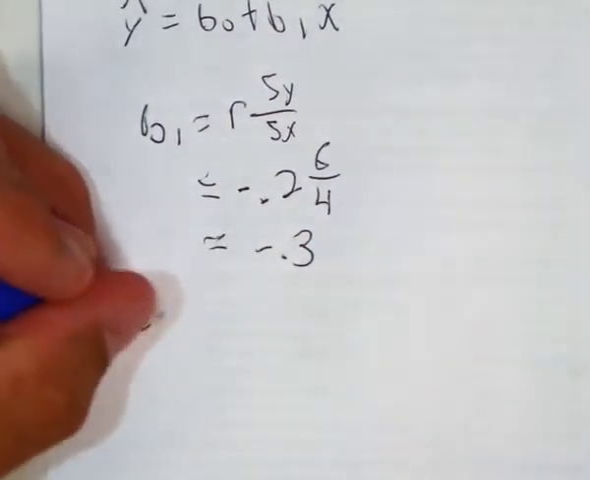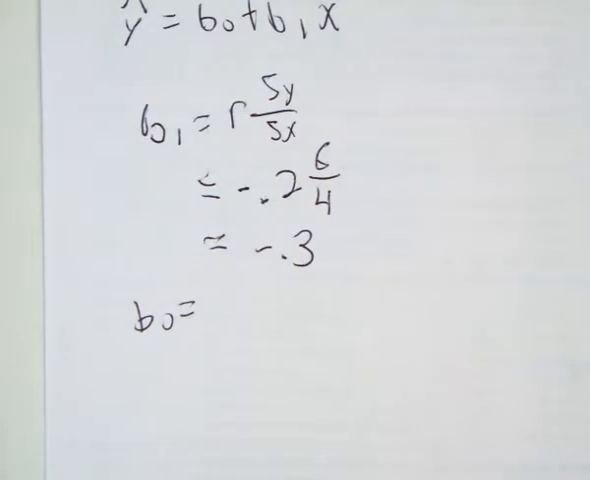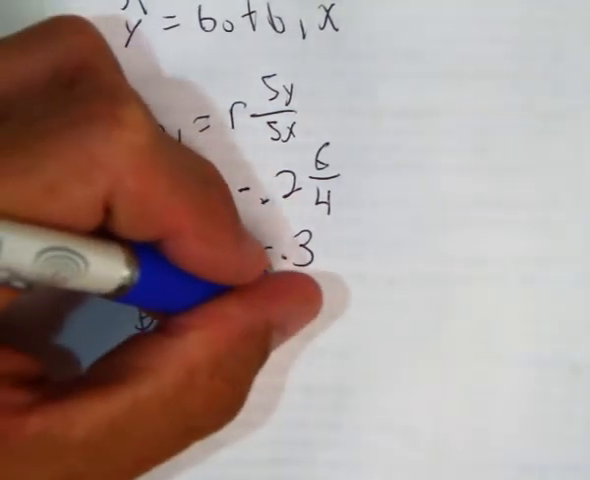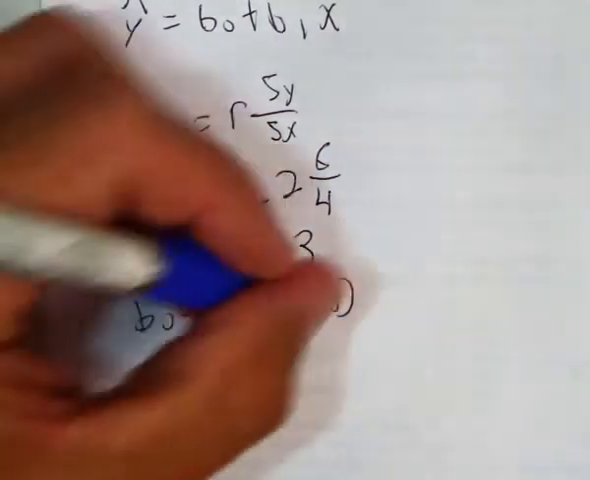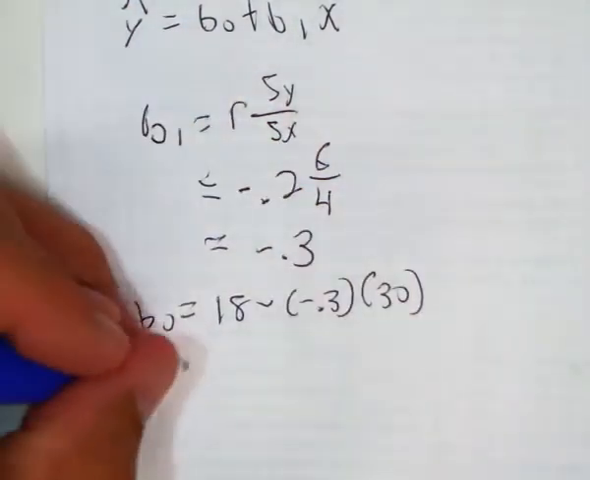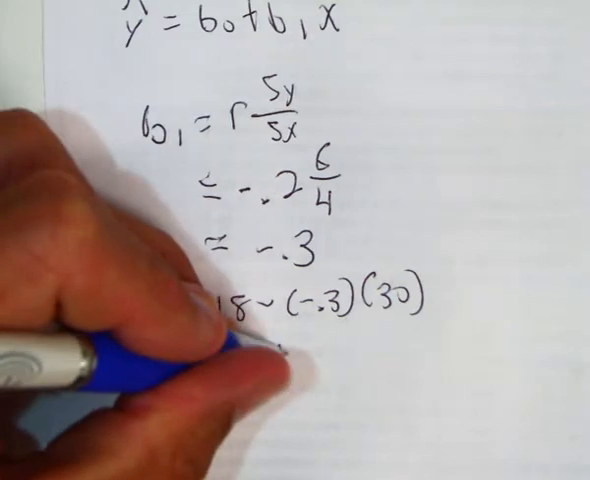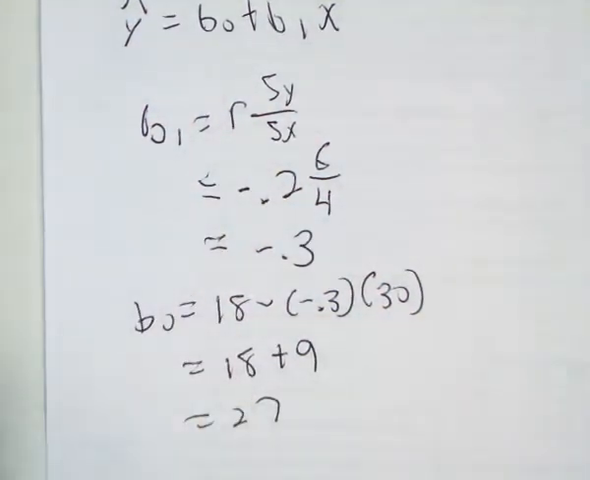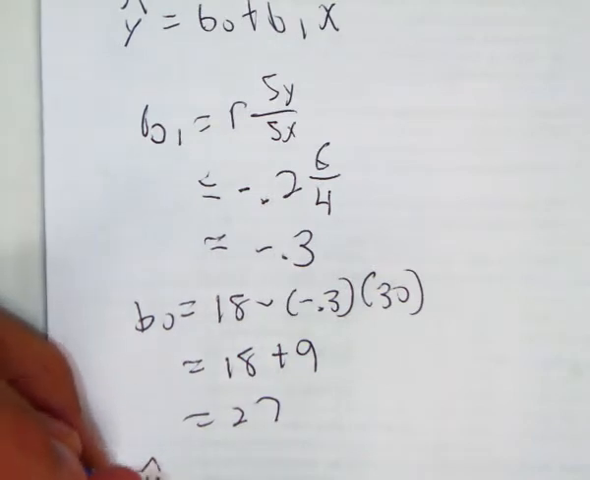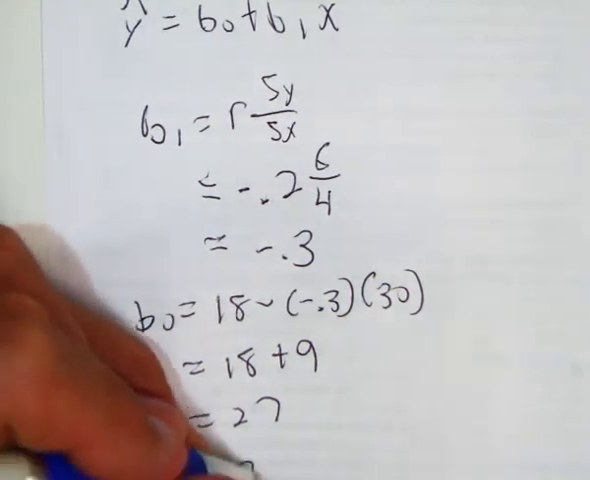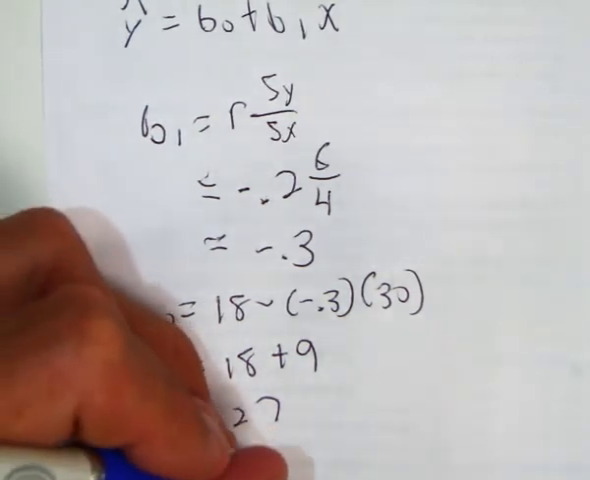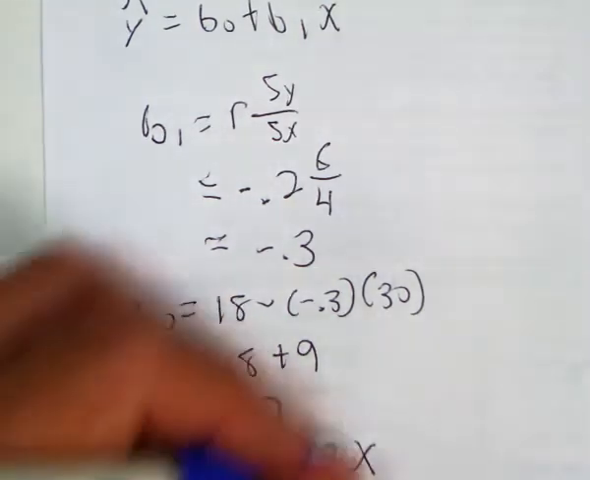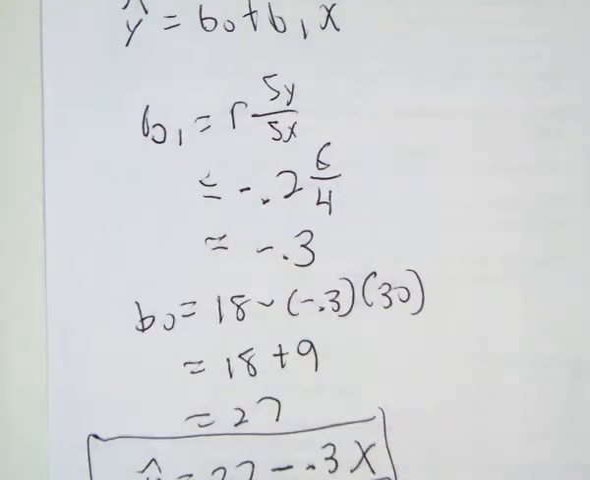And then b sub 0 is y bar, which is 18, minus b sub 1 times x bar, which is 30. So this is 18 plus 0.3 times 30 is 9, which is 27. So our equation, y predicted, equals b sub 0 plus negative 0.3 times x. And that's what our finished equation will look like.